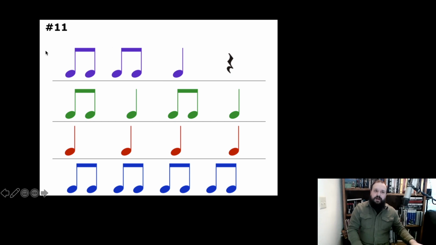Okay, so let's try it. It's going to sound like this. 1 and 2 and 3 and 4 and cherry, cherry, jam, shh. Were you able to do that? Let's try it again. Ready? 1 and 2 and 3 and 4 and cherry, cherry, jam, shh. I hope you had that.